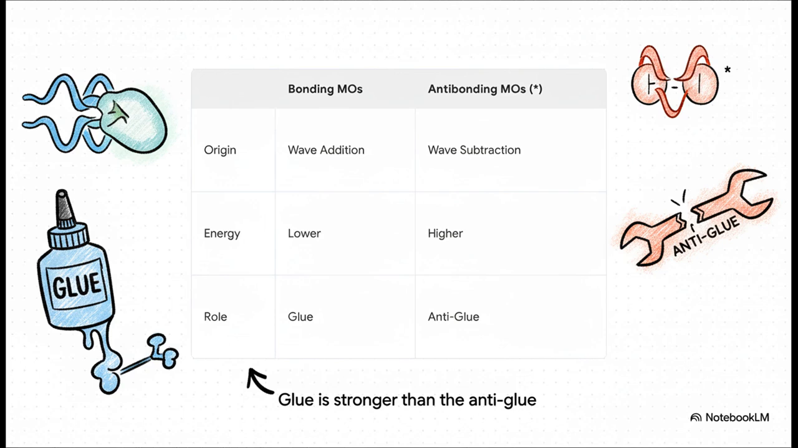Bonding orbitals, they come from wave addition. They're the low-energy glue. Antibonding orbitals, you'll see them marked with an asterisk. They come from wave subtraction. They're the high-energy anti-glue. It's really that simple. For a molecule to even exist, the glue just has to be stronger than the anti-glue.